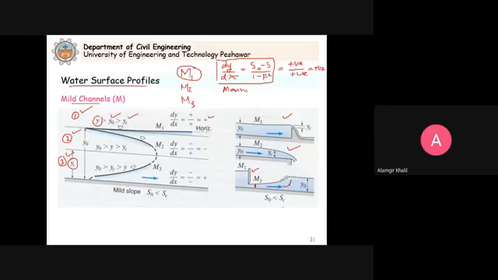So this equation, then we can simplify to this equation here. dy by dx will be equal to S naught into [1 minus (y naught by y) whole power 10 by 3] divided by [1 minus (yc divided by y) whole power cube].